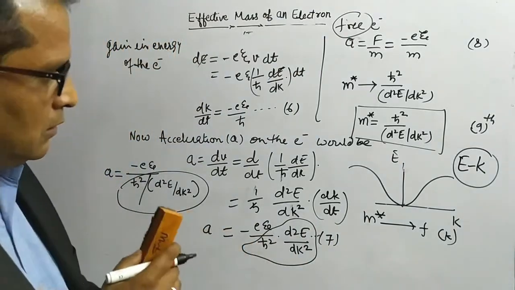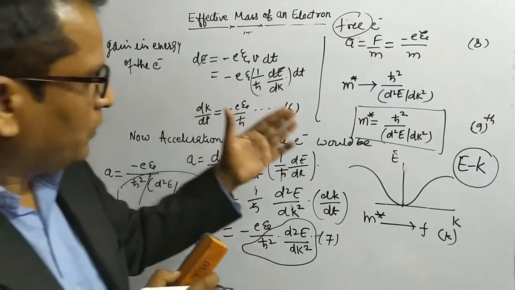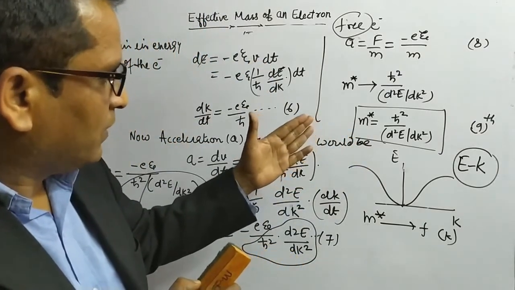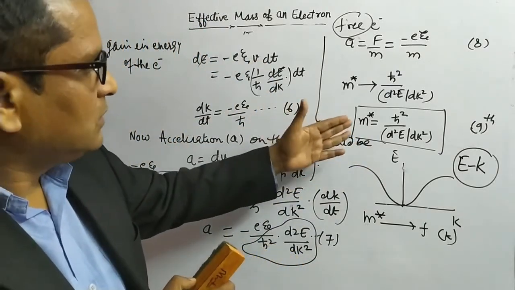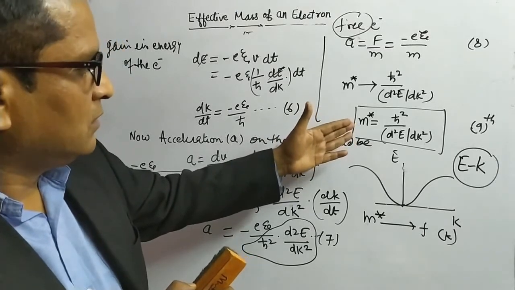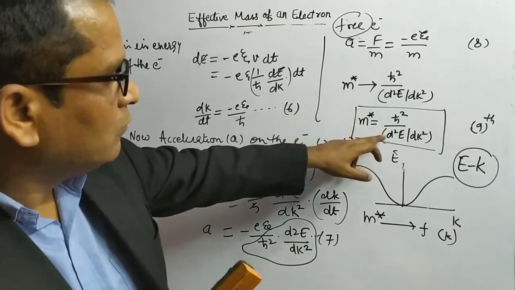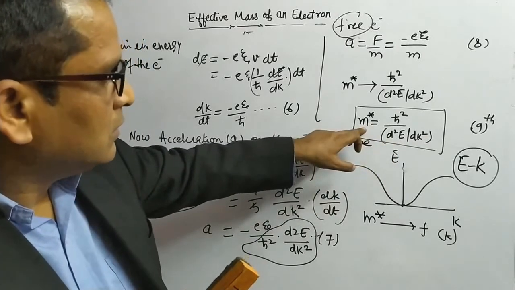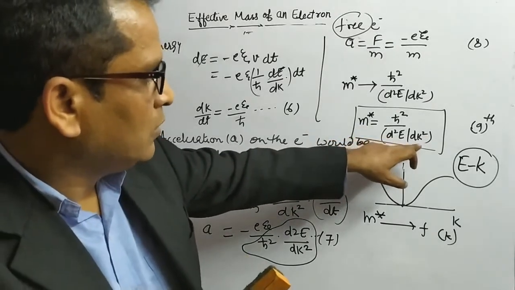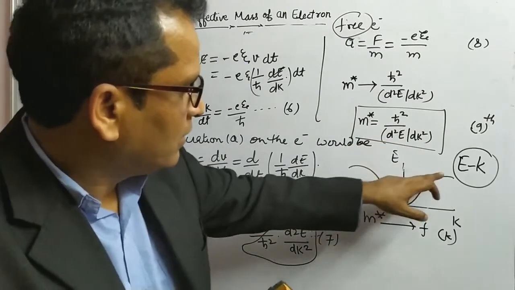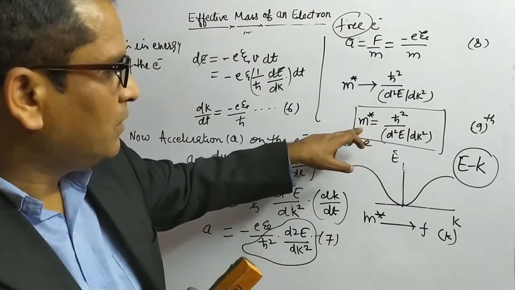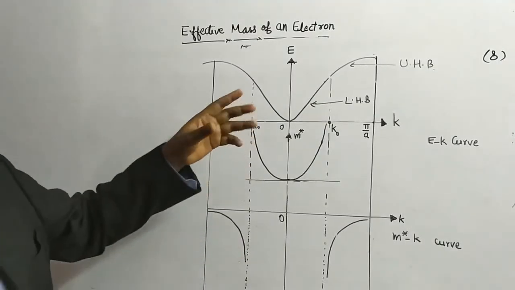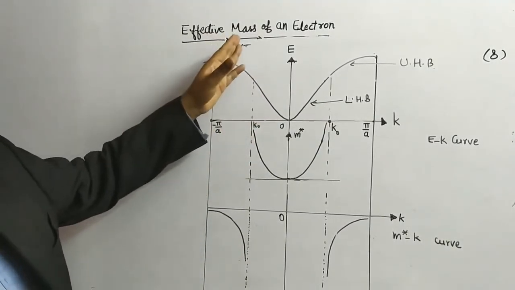So when the electron is under the effect of a periodic potential, its mass is not constant, it varies according to this equation. Clearly this equation shows that effective mass depends on d2E upon dk2, that is, it depends on the E-k curve. So m can be written as a function of wave vector.